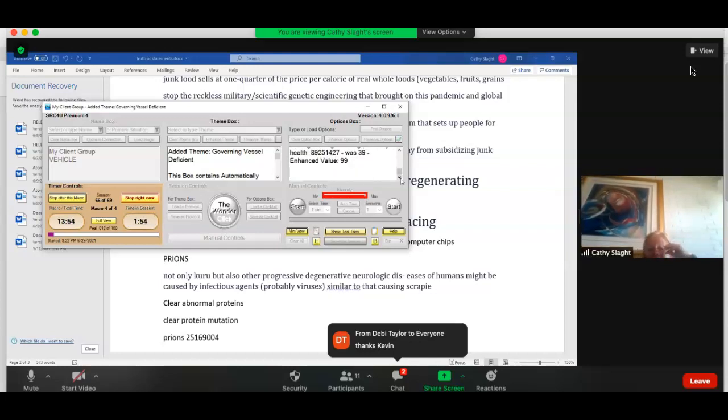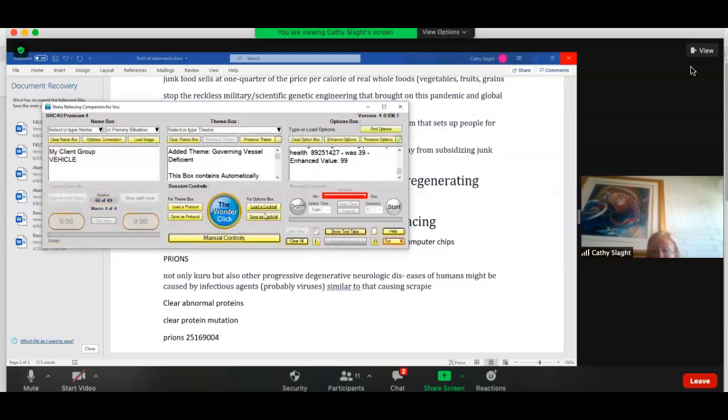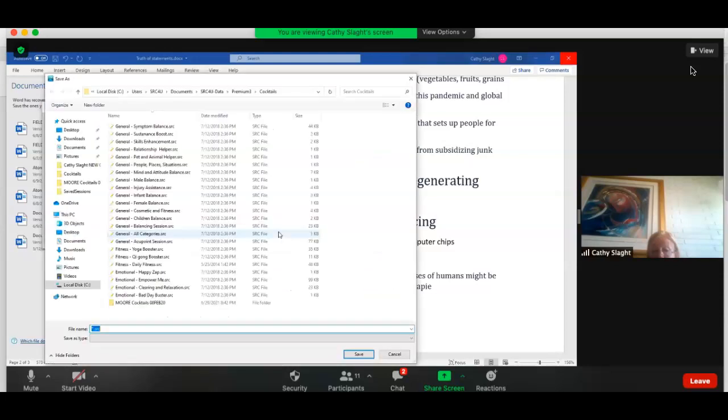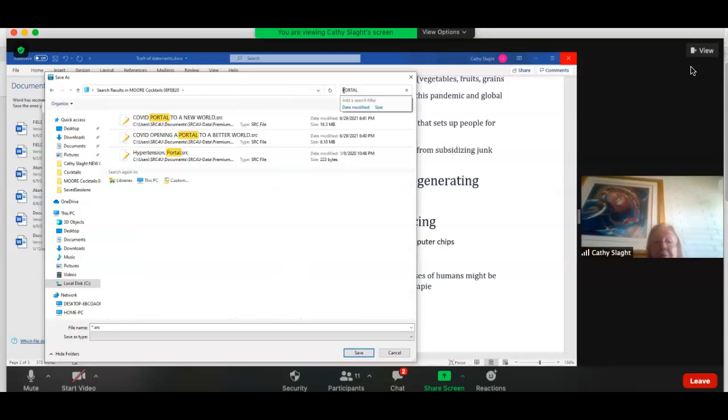So these are some new codes, and this can all be saved. We can update this cocktail. Meanwhile, in fact, let's just do it now. Stop. I think it is. It's this one right here, opening a portal to a better world.